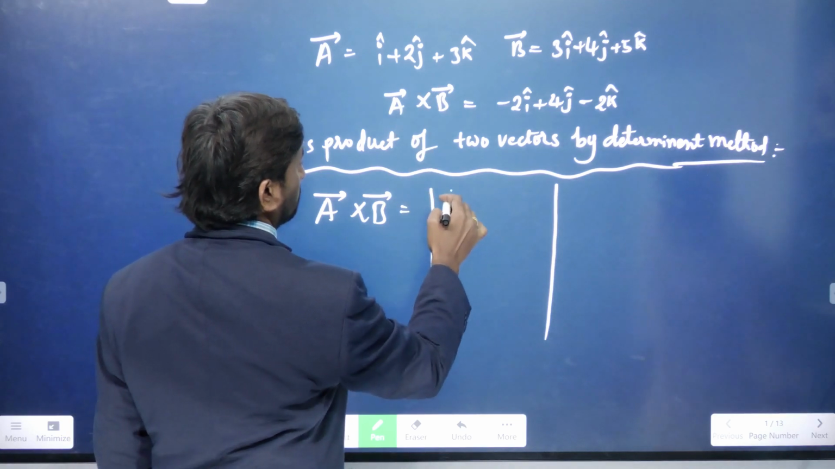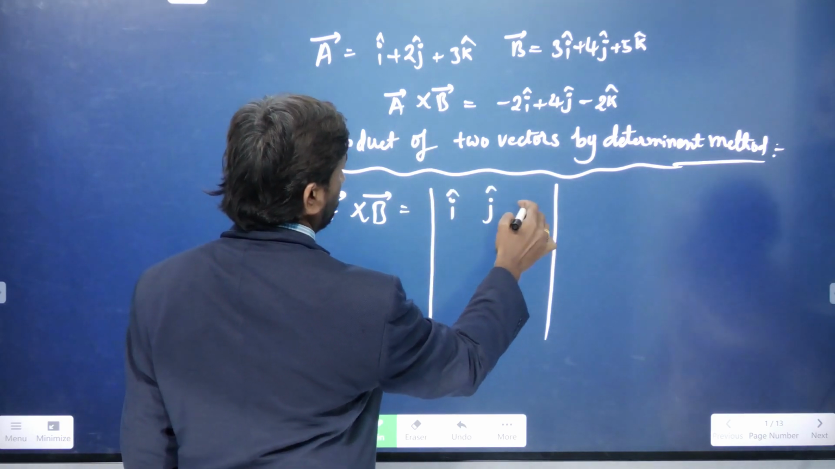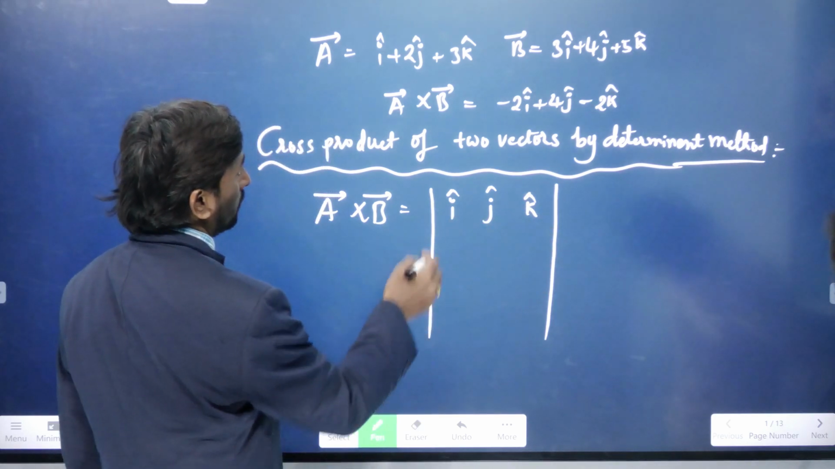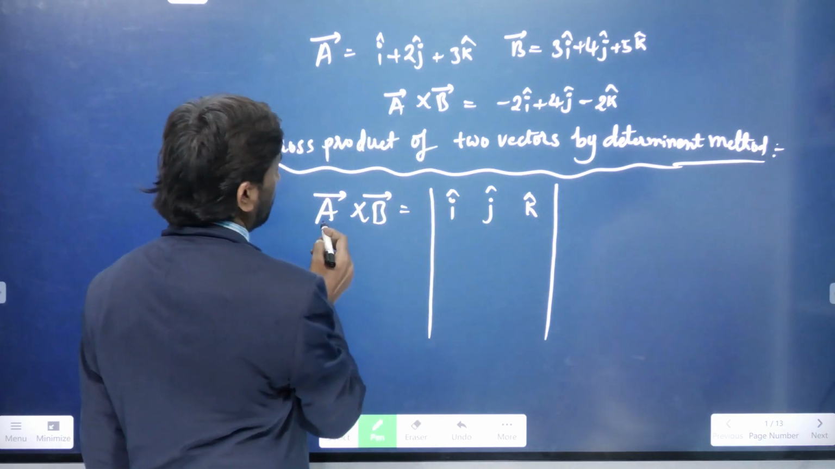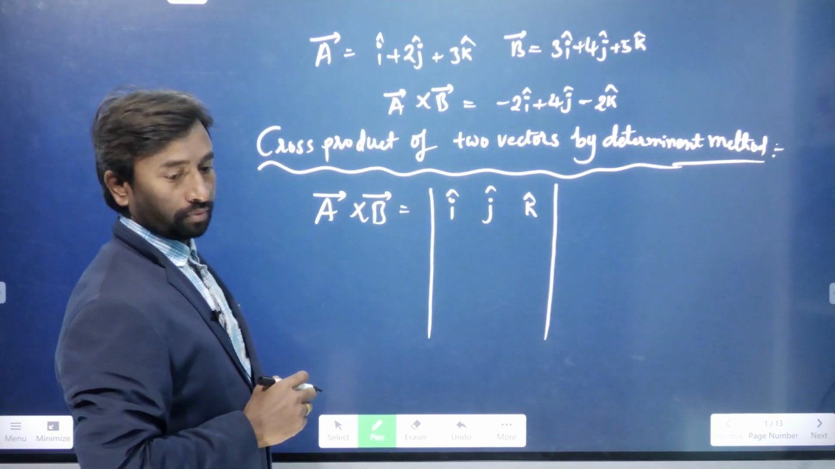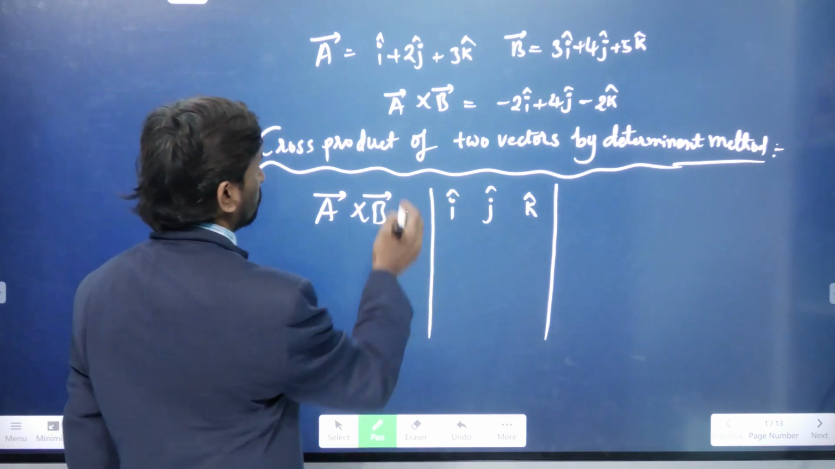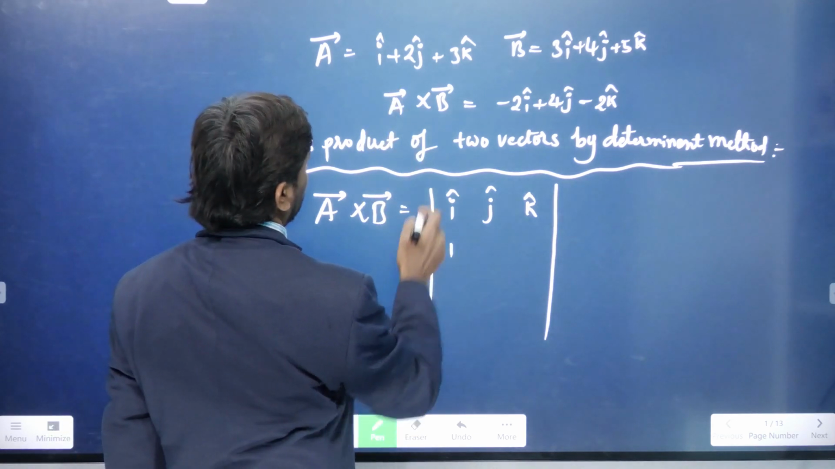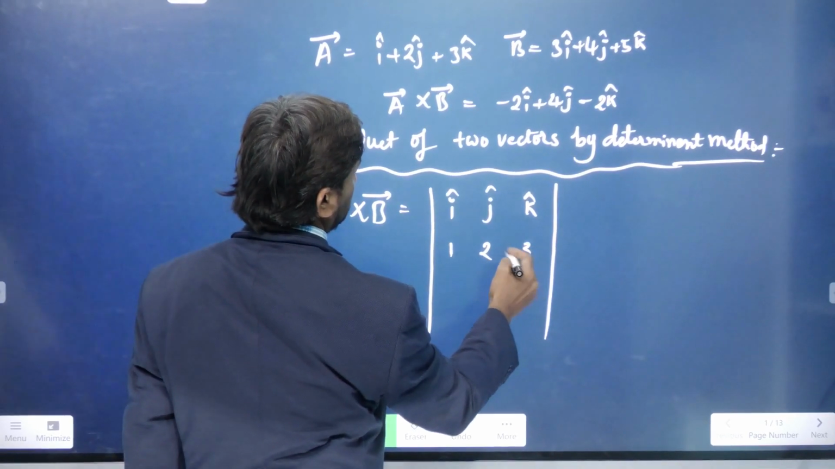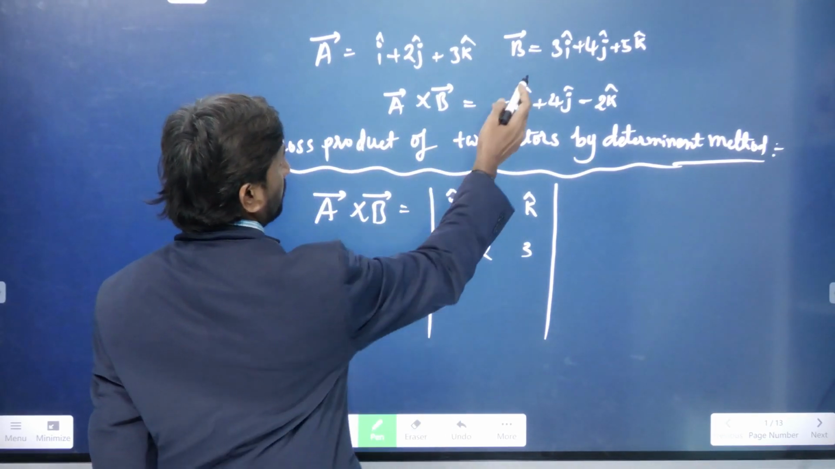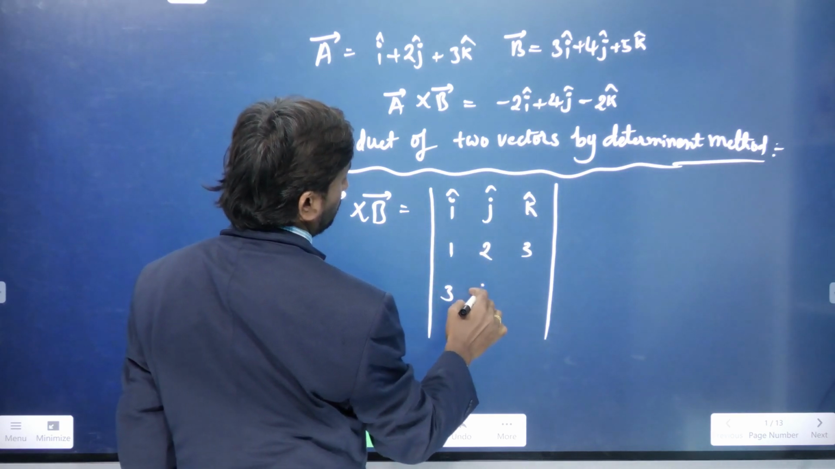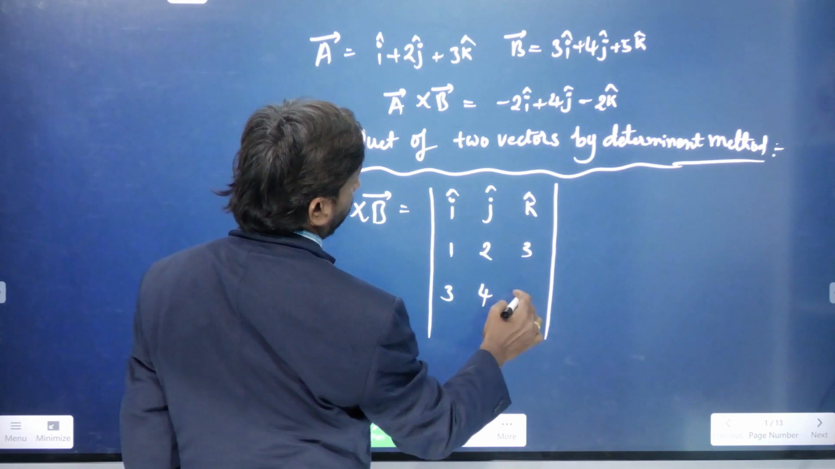Here we'll write I cap, j cap, k cap, the unit vectors, in the first row. In the next row we'll write the coefficients of the a bar vector: coefficient of I cap is 1, of j cap is 2, and of k cap is 3. Next we'll write the coefficients of b bar, which are 3, 4 and 5.